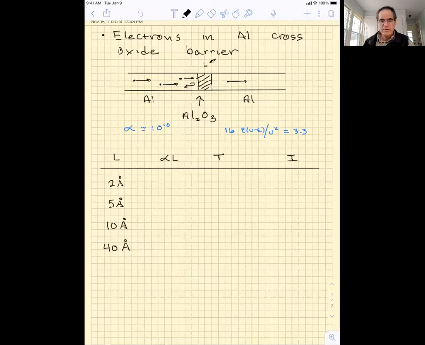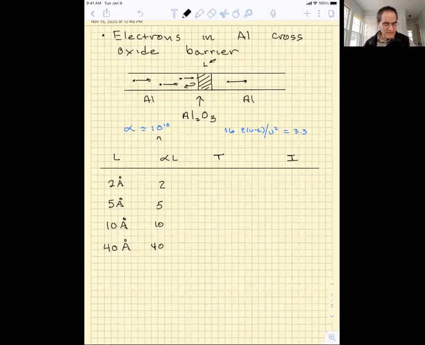All right, so in this case, what's alpha L? Well, alpha, we said, is about 10 to the 10, and an angstrom is 10 to the minus 10 meters. So the combination of this gives 2, 5, 10, and 40. And now we can figure out what the transmission coefficient is.